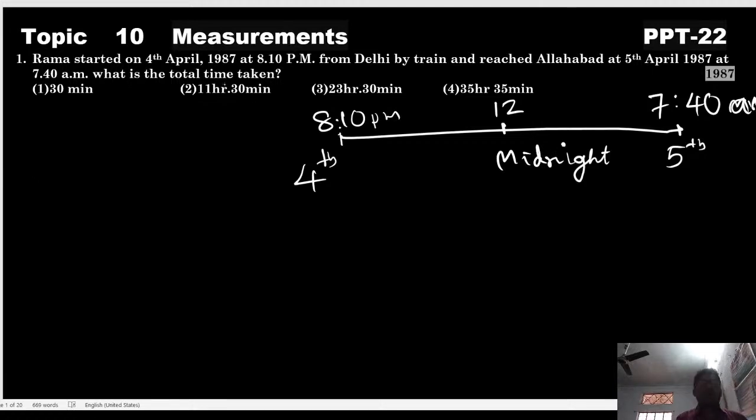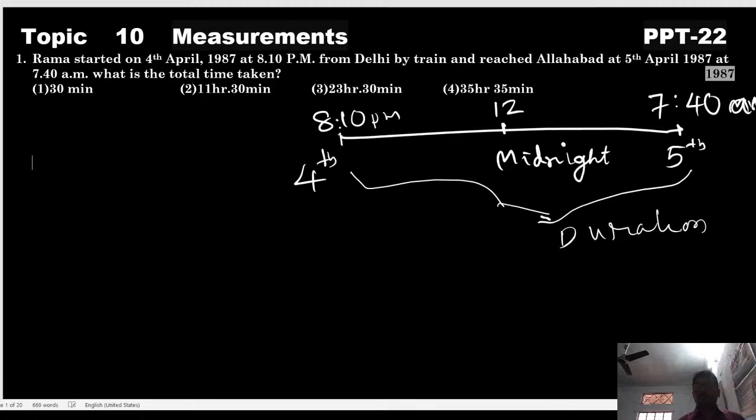Okay children, Rama started on 4th April at 10 minutes past 8 pm from Delhi by train and reached Allahabad on 5th April 1987 at 40 minutes past 7 am. What is the total time taken? So here we have to find the duration of the time.